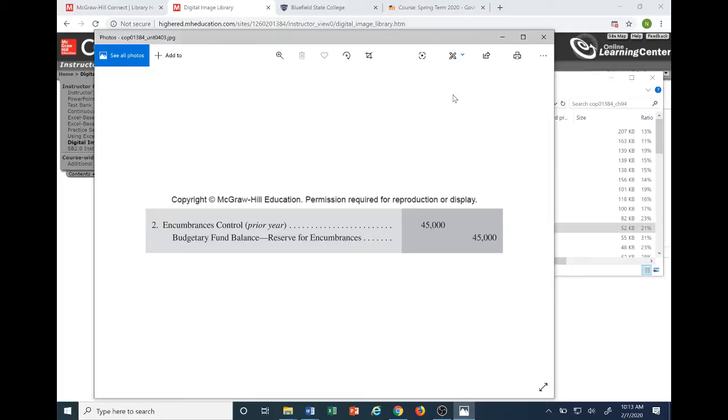Simple, not bad. Budgetary accounts, encumbrances is one of them. We know it has to be shut down at the end of the year, or closed at the end of the year, so we have to open it back up. So that's what we've just done. Pretty simple, right?